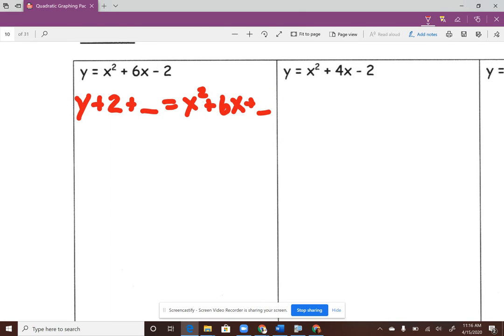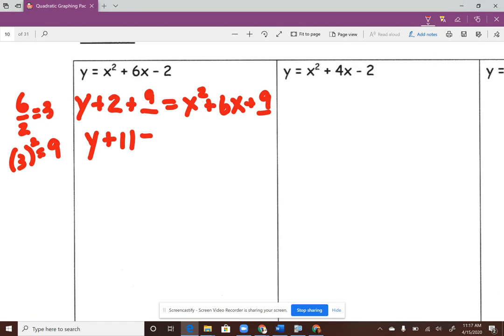Okay. So now I want this to be a perfect square trinomial. So I take half of 6, which is 3. I take the 3 and I square it, which is 9. So I'm going to add 9 to both sides. That gives me y plus 11 equals, and I'm going to factor that, x plus 3 squared. Remember, it was a perfect square trinomial, so when you factor it, you get the square of a binomial.